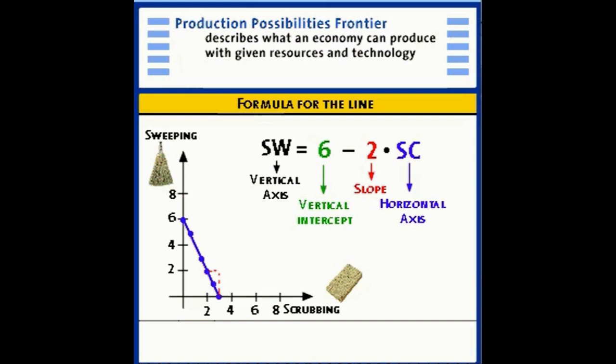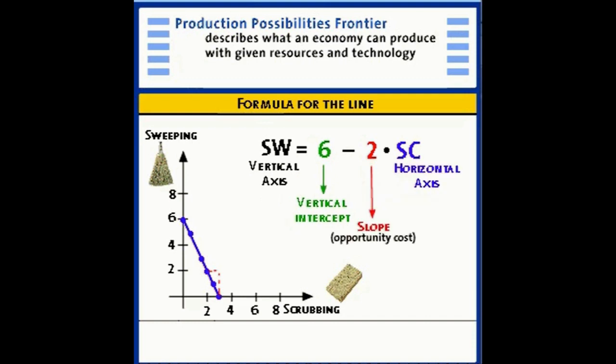The amount of sweeping that Bernie does is equal to 6 rooms, the maximum that he can sweep, minus 2 times the number of rooms that he scrubs. Because anytime he scrubs a room, that takes 20 minutes, and that's time enough to sweep 2 rooms. So the vertical intercept is the constant in this equation, and the slope, -2, is the opportunity cost of scrubbing measured in terms of sweeping that Bernie isn't able to do. When he scrubs a room, he gives up 2 rooms worth of sweeping. There's the equation for Bernie's production possibilities frontier.